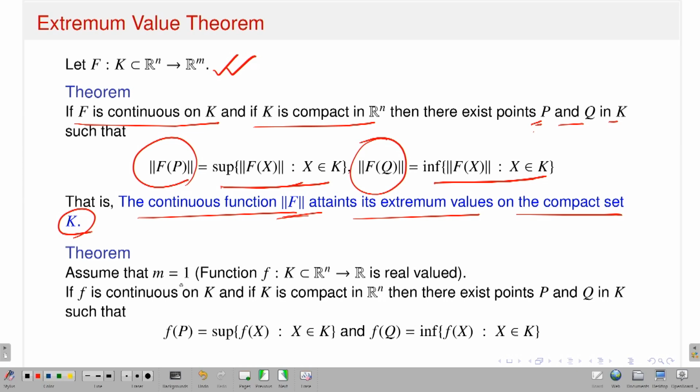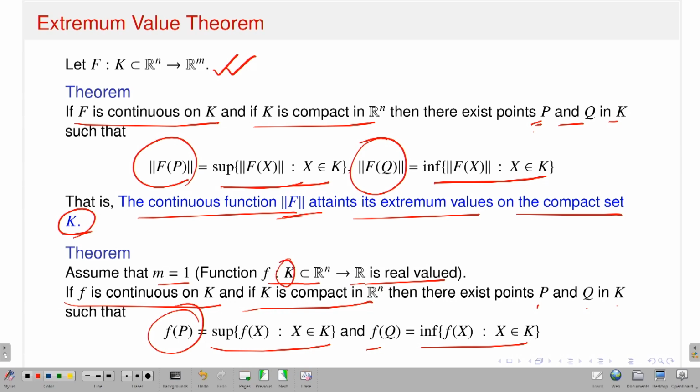In particular, if I take m equal to 1, that means I am considering real valued functions from the n-dimensional Euclidean space. That means the function f from K, a subset of R^n, to R, which is real valued. A function small f is continuous on K, where K is a compact set in R^n. Then there exist points P and Q in K such that the value of the function at P is nothing but the supremum, and the value of the function at Q is nothing but the infimum. So in other words, if I have a function f defined on a compact set, a subset of R^n, to R, and if my function small f is continuous, then this supremum and infimum exist.